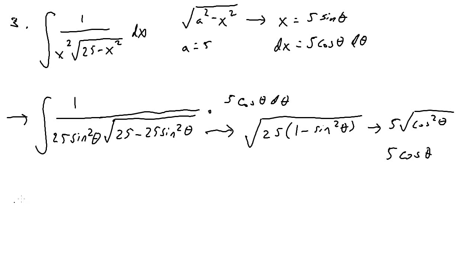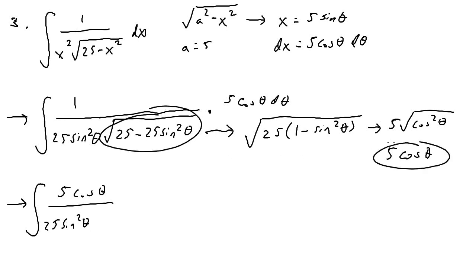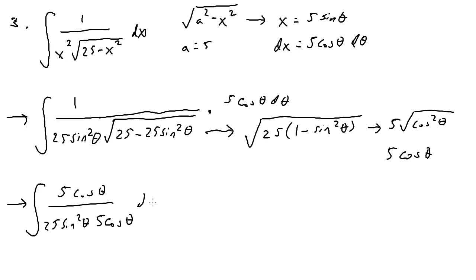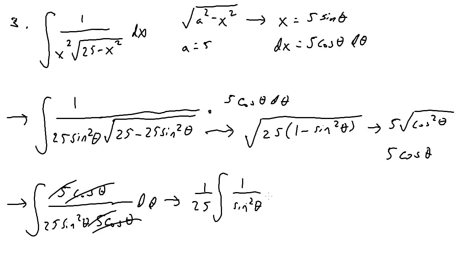So when I rewrite the integral, I'm just going to go ahead and move that up top to the numerator. So we get 5 cosine of theta over 25 sine squared of theta times, when we simplify the radical, we got 5 cosine theta. We get 5 cosine theta and then d theta. So realize the 5's will cancel, cosines will cancel. And so we're left with 1 over 25, which is a constant. I can bring that outside the integral. And we get 1 over sine squared theta.